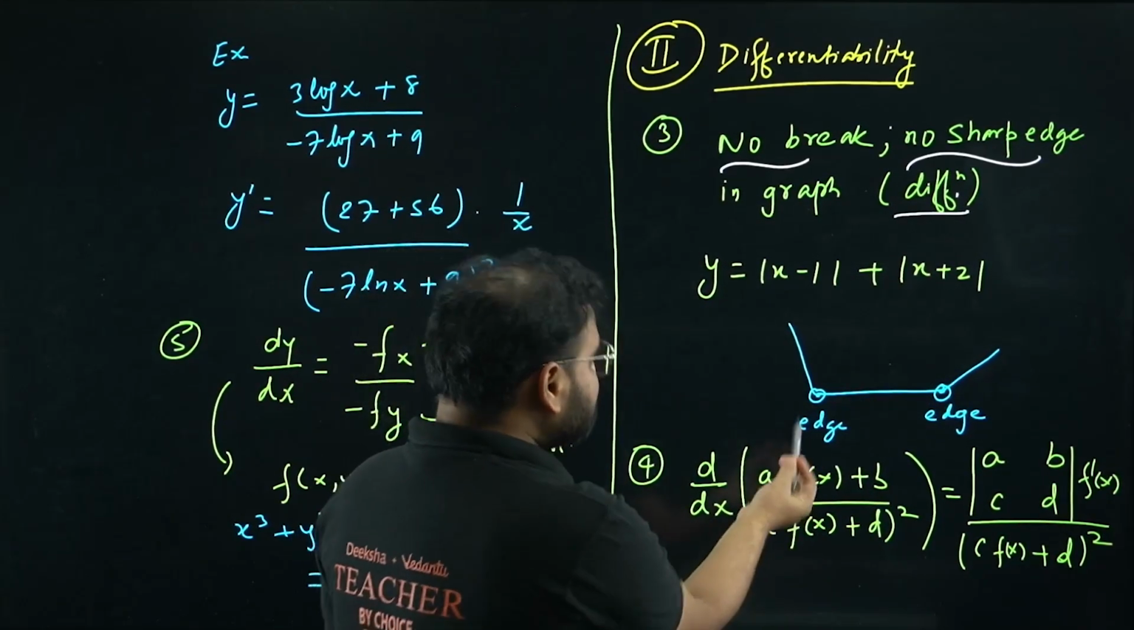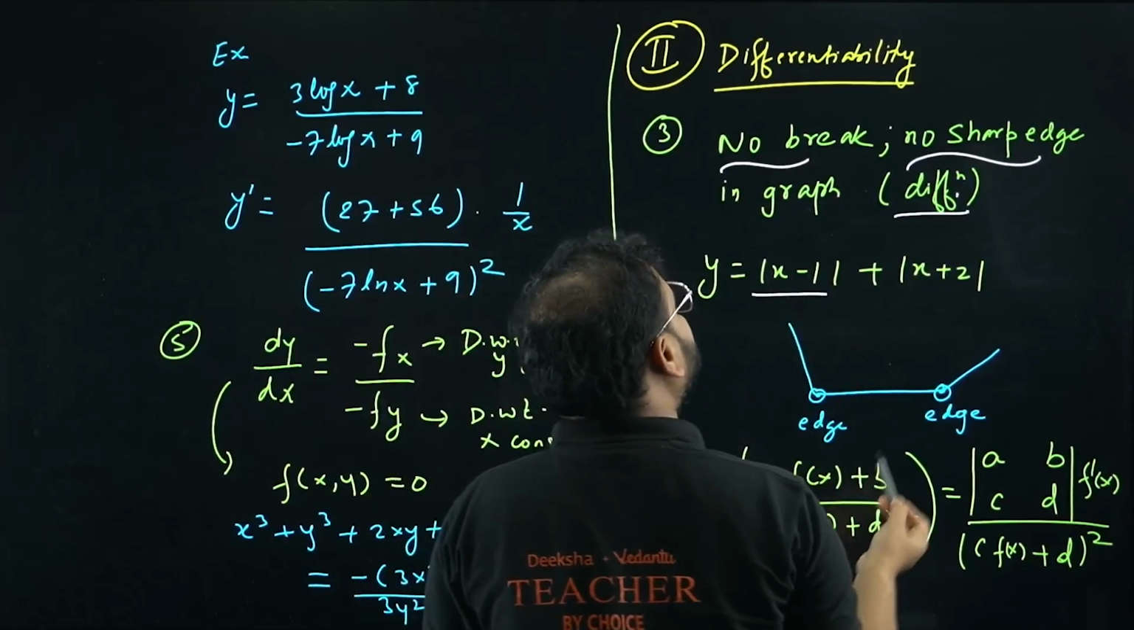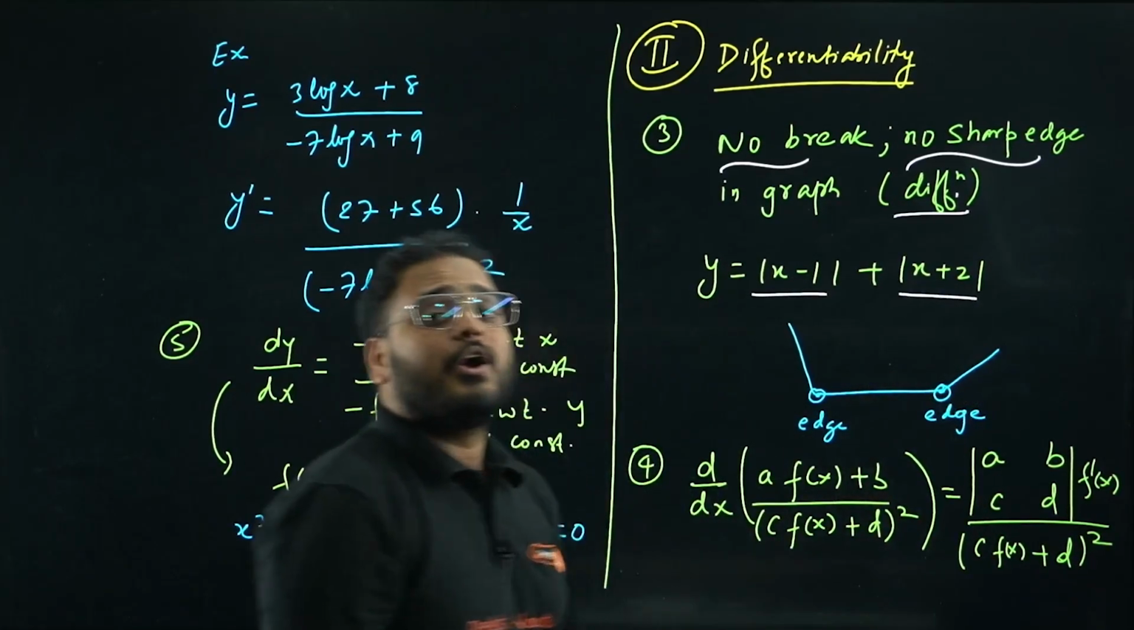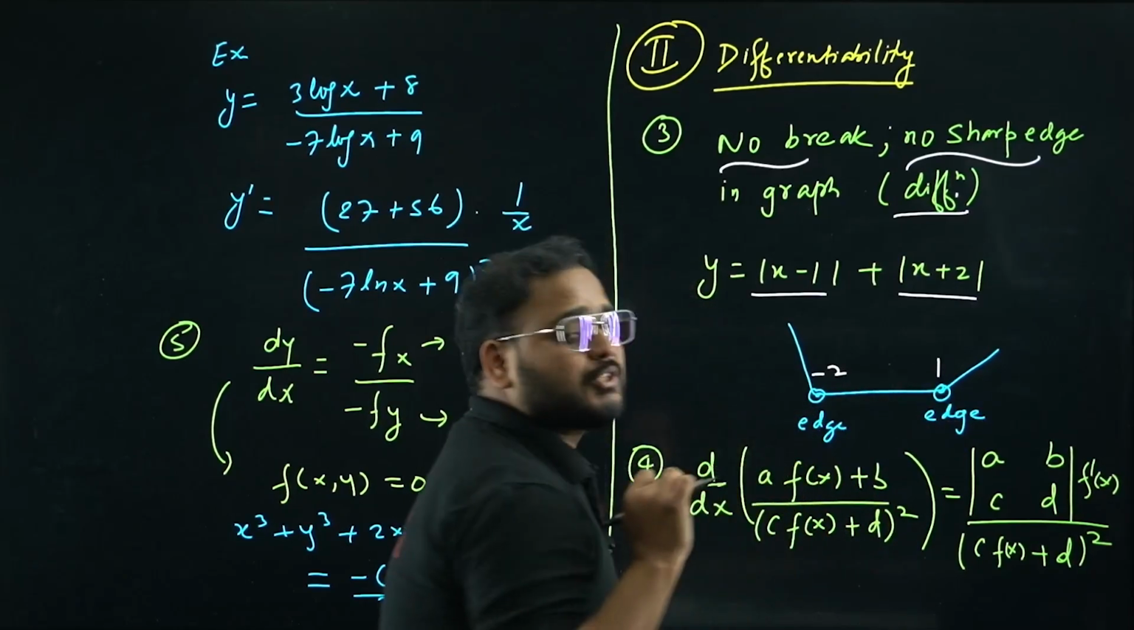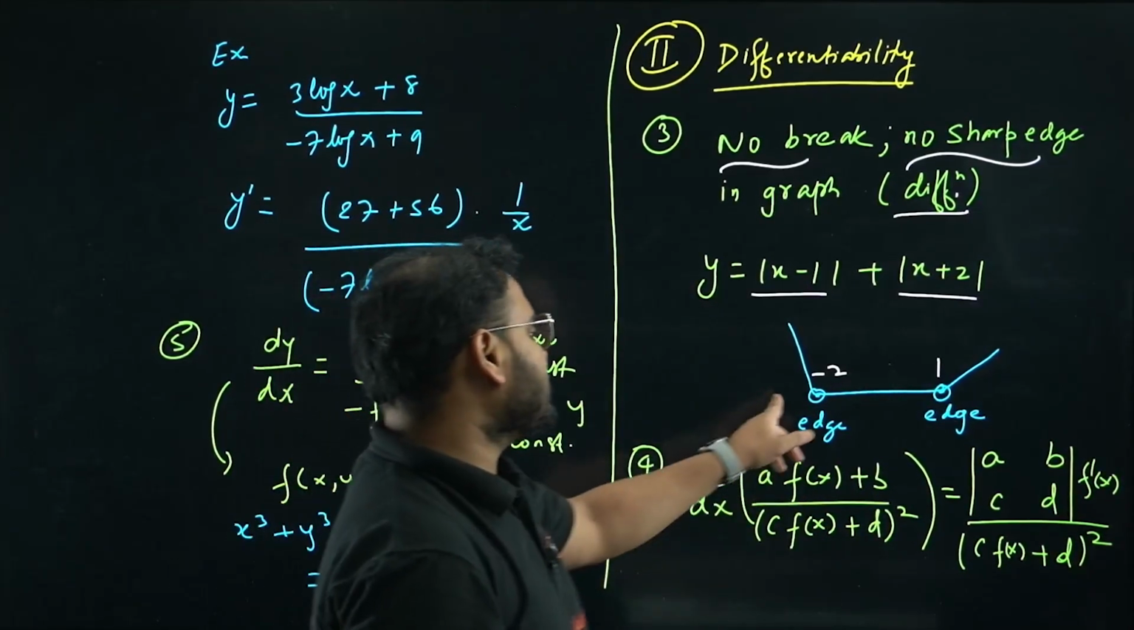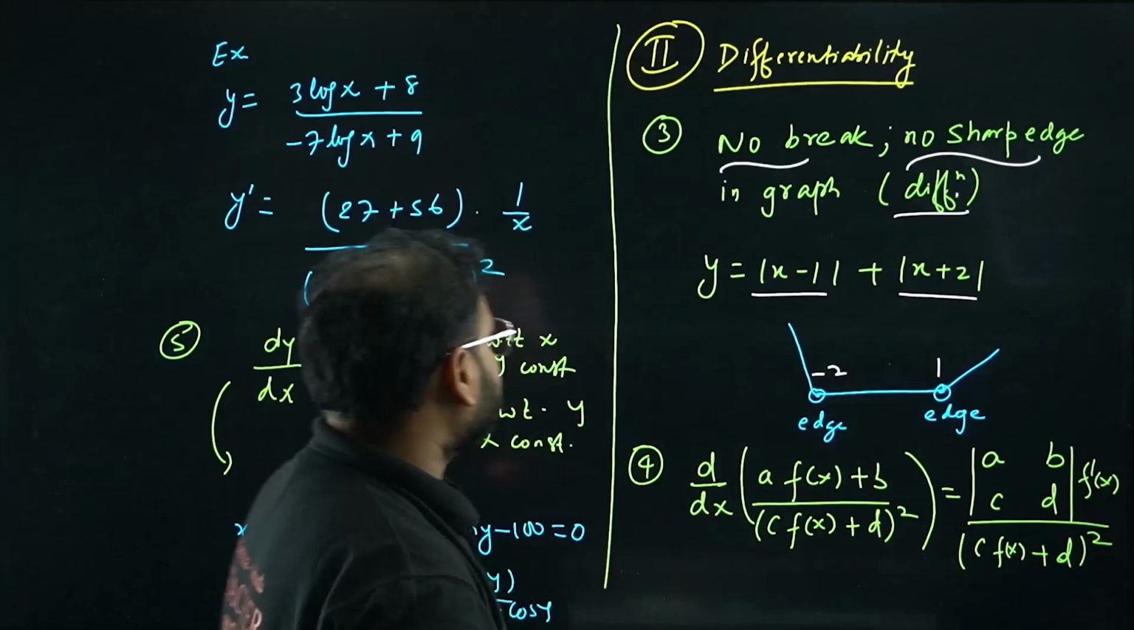But if there is a function like y equal to mod of x minus 1 plus mod of x plus 2, it will be non-differentiable at the points minus 2 and plus 1, because you can see the sharp corners will be there like this. Okay, now what else do we have?